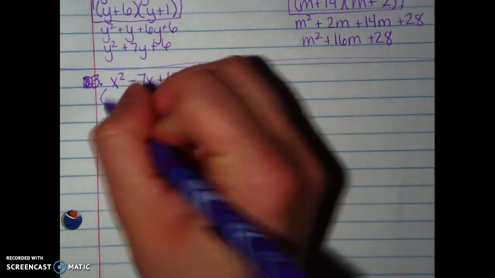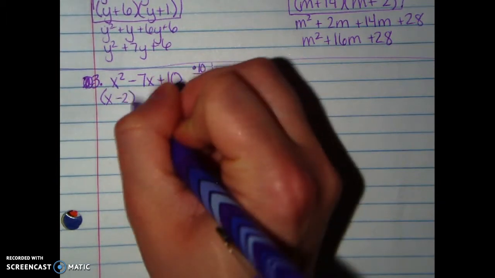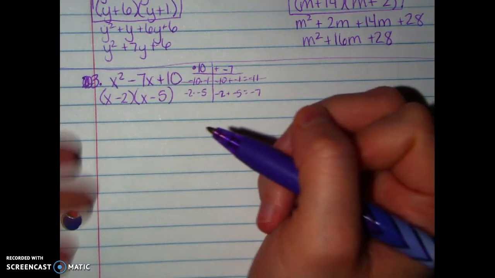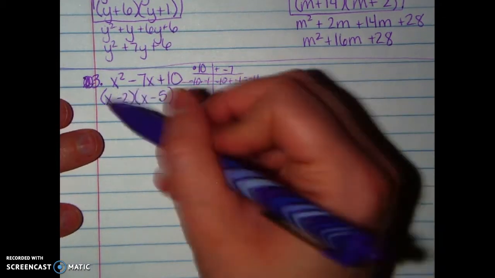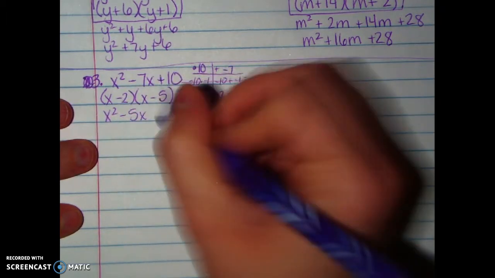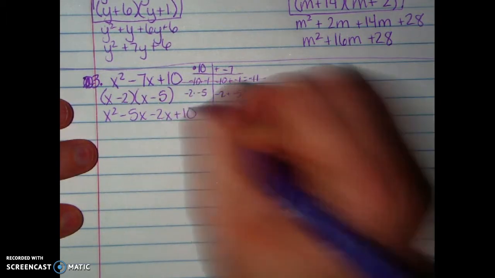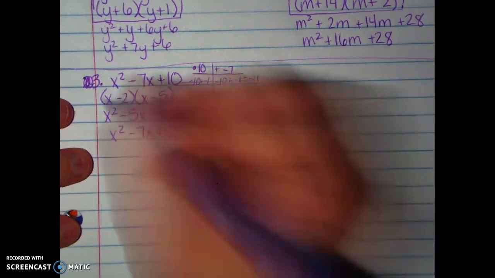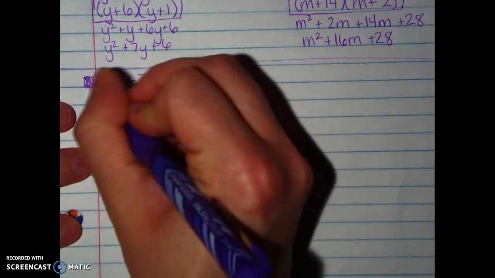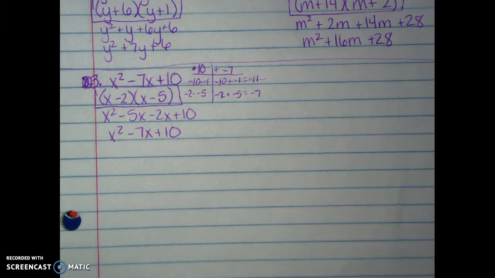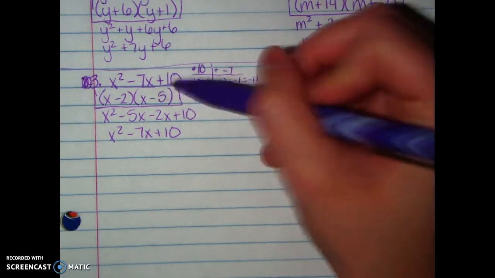So over here I can put x minus 2, x minus 5. I'm going to multiply it back out to check. X times x is x squared. Then I get minus 5x minus 2x and then plus 10. X squared minus 7x plus 10. Circle my answer. And that's that. Let's do another one where we'll do another minus plus.